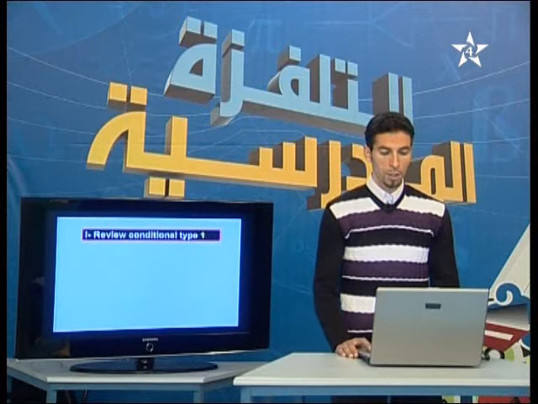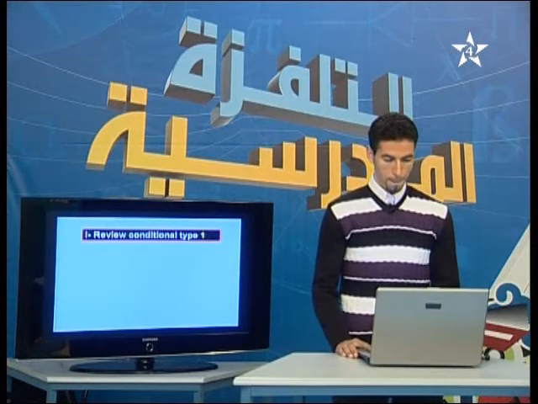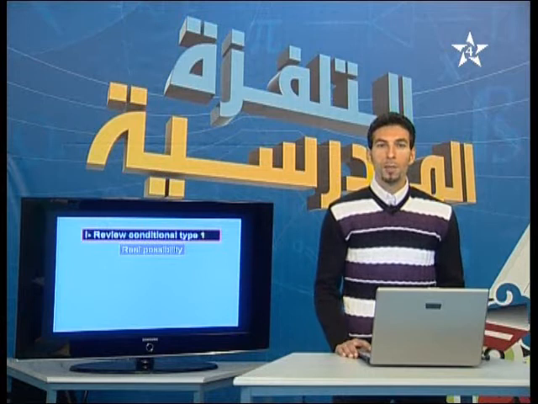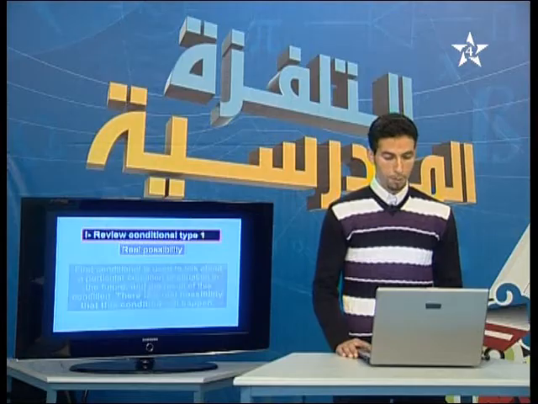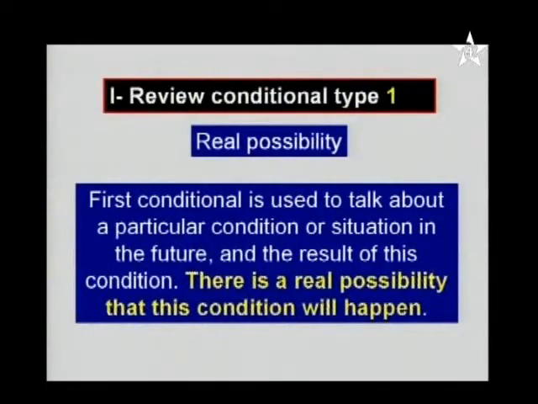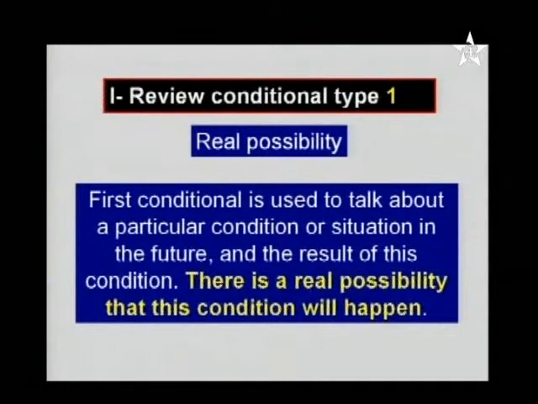Now let's see conditional type 1. Conditional type 1 is mostly referred to as real possibility. The first conditional, which is type 1, is used to talk about a particular condition or situation in the future and the result of this condition. There is a real possibility that this condition will happen. So conditional type 1, we're talking about a future possibility or a future situation. Now let's see a couple of examples.